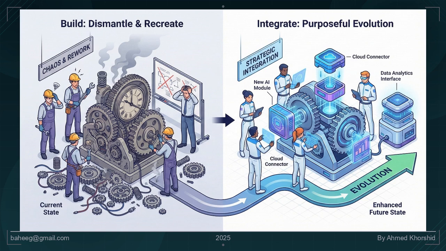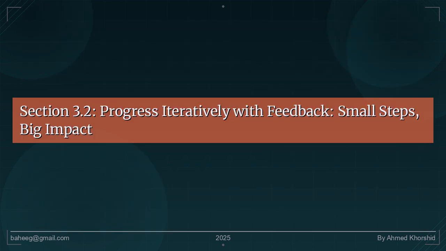Figure: extra detailed AI-ready prompt for AI-generated diagram showing a build versus integrate concept. On the left, a team looks frustrated, dismantling a complex, functioning gear system labeled current state. On the right, a confident team is building an enhanced, streamlined system by connecting new, shiny components directly onto the existing, solid gears. The visual style should be clean, isometric tech illustration with a clear narrative flow from chaos to purposeful evolution.